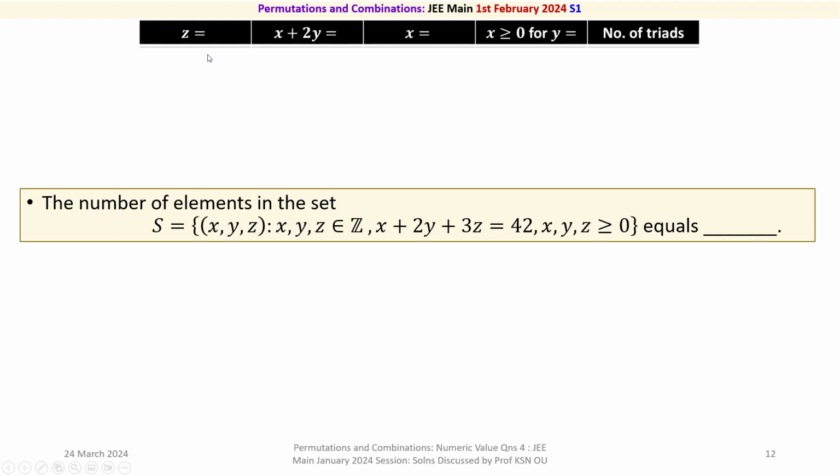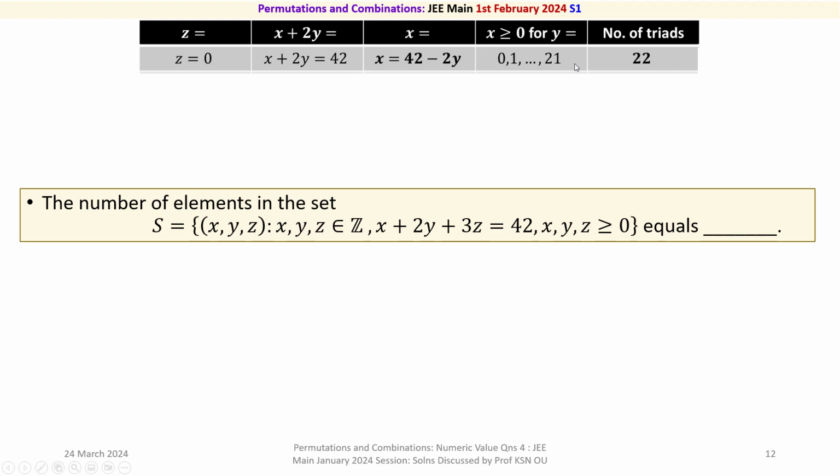Let's first take Z is equal to 0. Then X plus 2Y is equal to 42 minus 3Z, which is the same as 42. Then X will be equal to 42 minus 2Y. We are asking for what values of Y, X will be greater than or equal to 0. Y can take 0, then X is 42; Y is 1, X is 40, and so forth. At the end, Y is 21, so 42 minus 2 times 21 is 0. So X will be greater than or equal to 0 for Y equal to 0, 1, 2, 3 up to 21. The number of triads will be the number of Y's, so 0 to 21 means 22 triads will form.